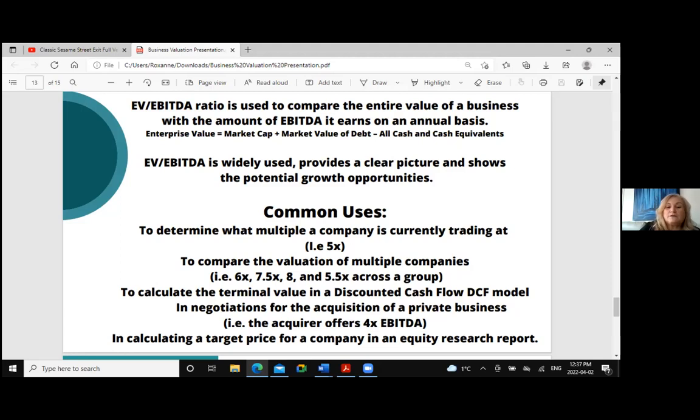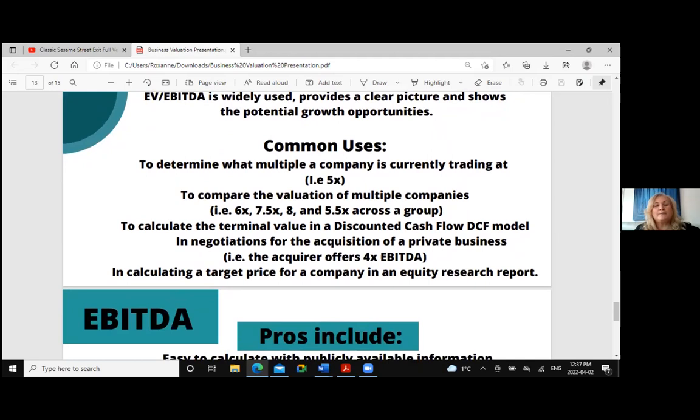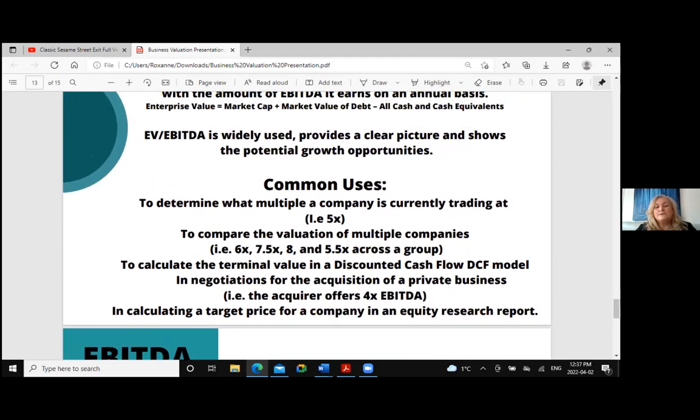It's also used to calculate the terminal value in a discounted cash flow. It's used for negotiations. When you're going to acquire a business, you know that that particular industry has a multiple of 4, and when you get to see their financials, let's say they are asking $2 million, what's it based on? Because if it's based on the EBITDA and their industry is only a 2 times, then you're thinking, okay, where does the 4 times come in?